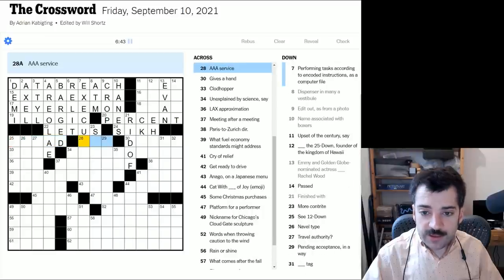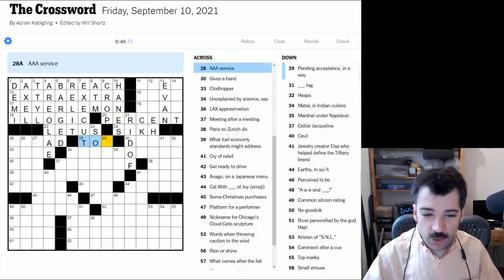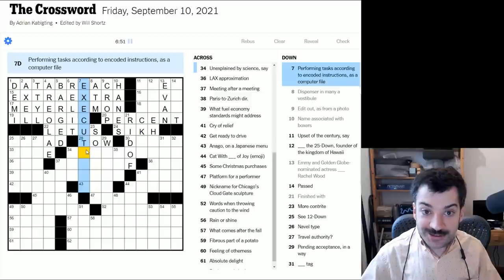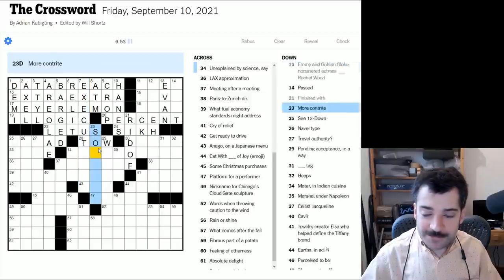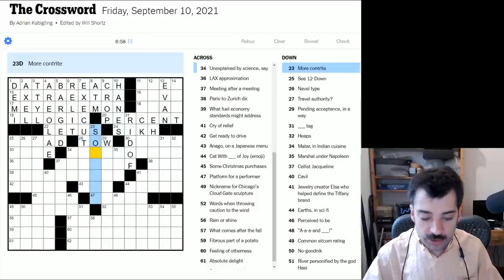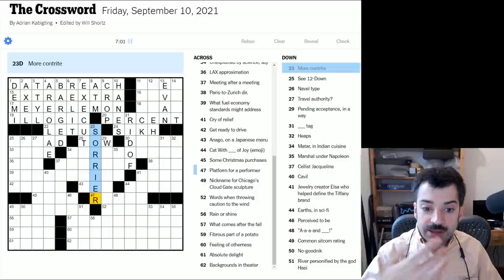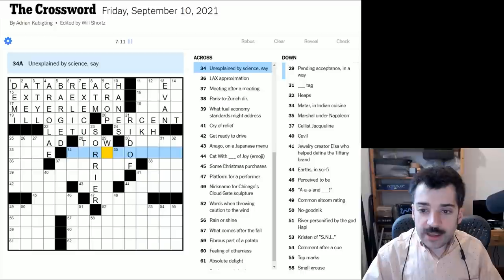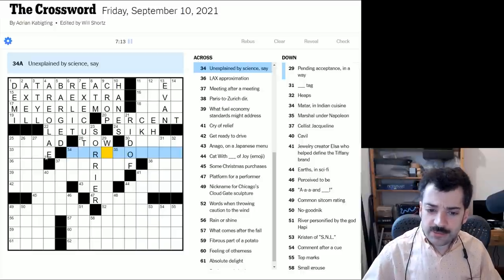AAA service. This could be the American Automobile Association. They could give you a tow. That tantalizingly gets us closer to executing or execution or executions or something. Eventually we'll get there, and I'll feel silly for not having seen whatever it was earlier. More contrite. If you're more contrite, you could be sorrier, demonstrating contrition, regret, pending acceptance in a way. Not sure yet. Too long. Let's keep looking around. Unexplained by science. Say, there's a lot of says in this. Or no, I guess this is in a way, that's say. There was another say around here somewhere.